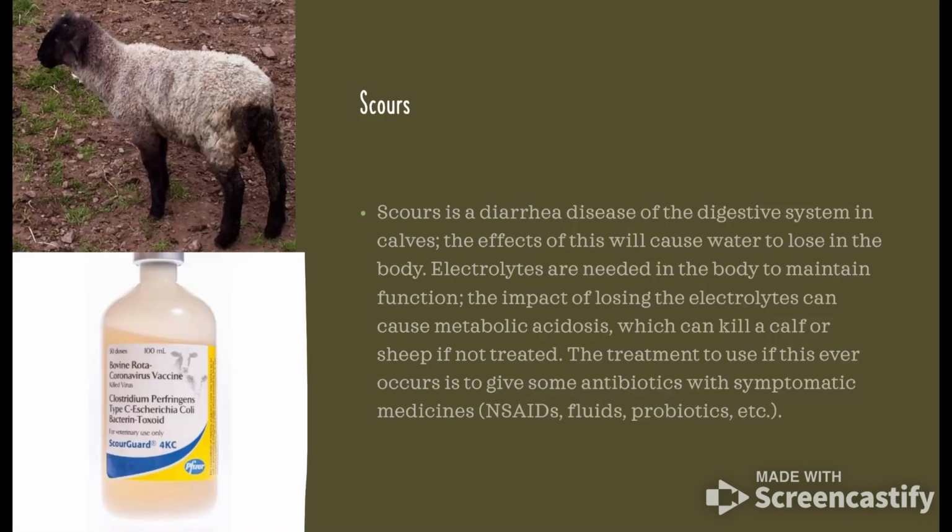Scours. Scours is a diarrhea disease of the digestive system in calves. This will cause a lot of water to be lost from their body. Electrolytes are important in the body so they can maintain proper body function and not feel dizzy. The impact of losing them, like I said, will cause metabolic acidosis, which can kill a calf or sheep if not treated. The treatment to use if this ever occurs is to give some antibiotics with symptomatic medicines. I provided right here some examples that farmers or any owners can use.